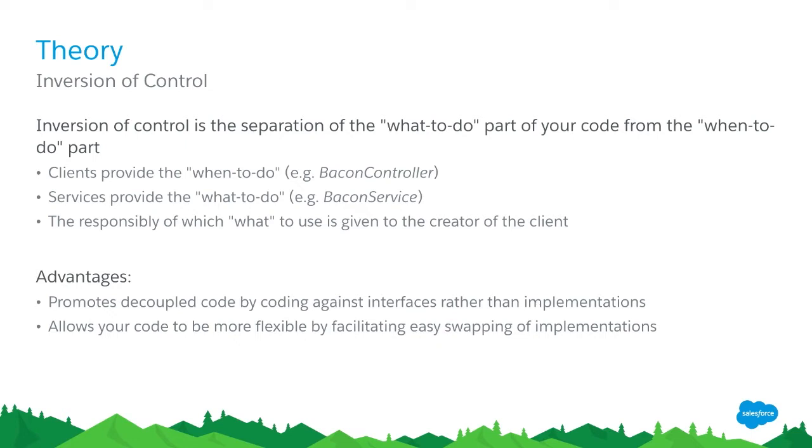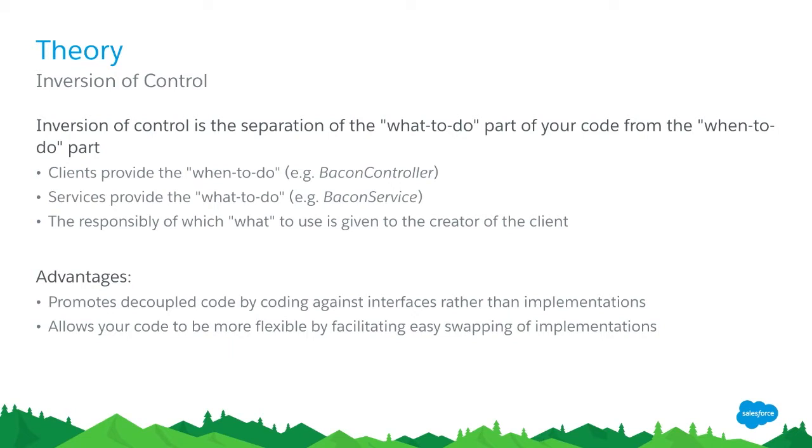And then your services provide the what to do. So in this case, it's go and get the bacon from the Salesforce database. It's not go and get the bacon from some external API or whatever else. The thing is, our controller shouldn't have to care about that. Wherever our bacon is stored, why should the controller care? All it knows is that it's using the prescribed way of getting bacon or whatever other object, records, data in your org.